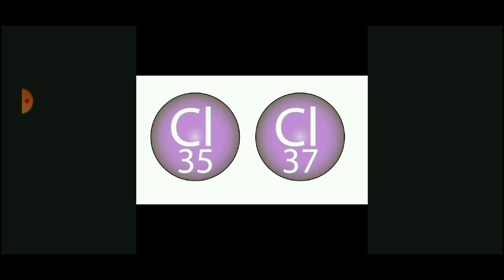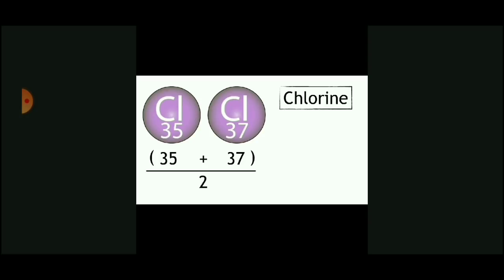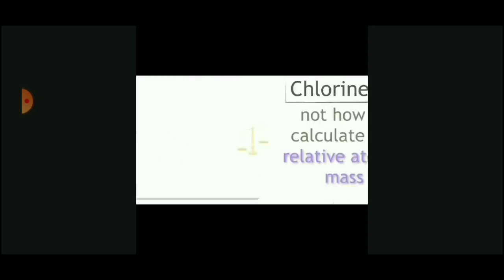Do you find something? Now let us see. There are two isotopes, chlorine-35 and chlorine-37. Atomic number is 17. Its mass number is 35 and 37. Let us take chlorine-35 as the first isotope, chlorine-37 as the second isotope. To calculate the average mass, the mass numbers of both isotopes should be considered. So we add 35 plus 37 divided by 2, which is equal to 36. So this is not how to calculate the relative atomic mass.